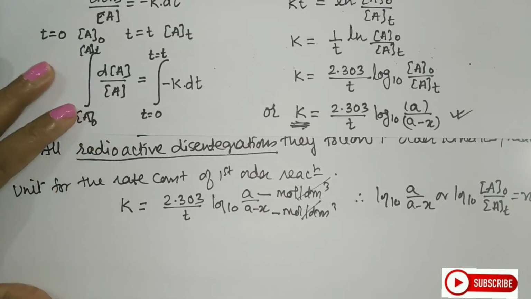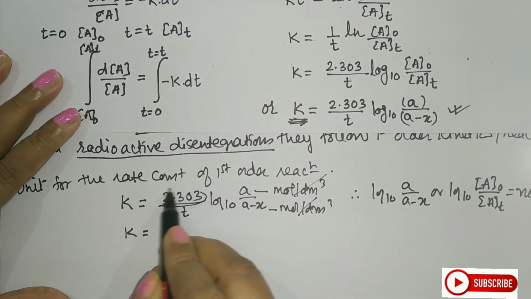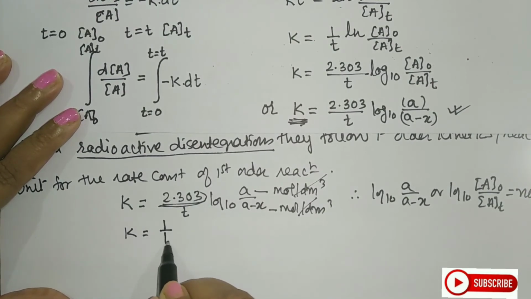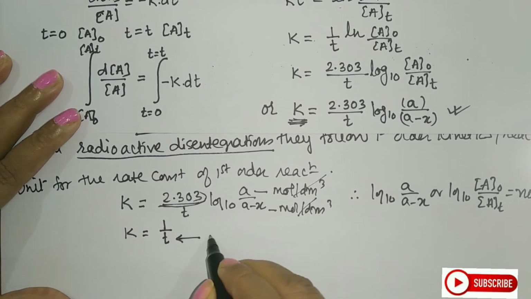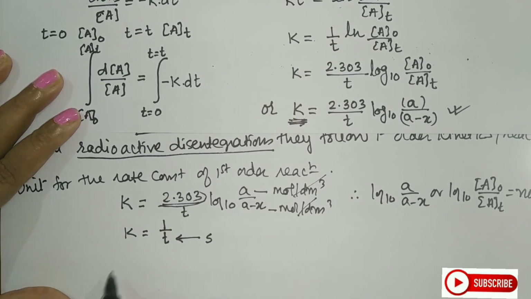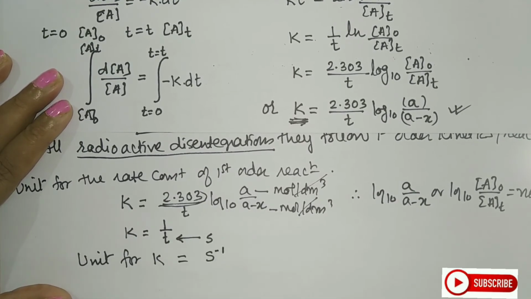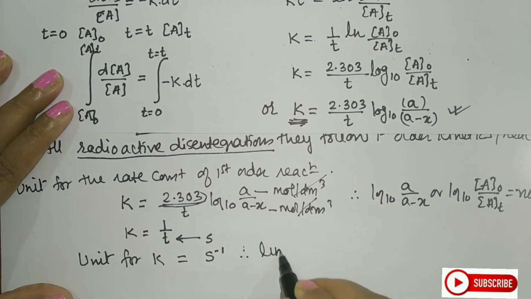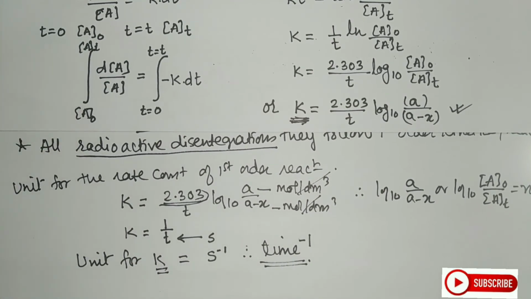Right students? So what is left now? So k is equal to, now this is a constant, so it will be 1 upon t. So whatever will be the unit for t, say for example this is second, then the unit for k here will be second inverse. It can be minute inverse. So therefore we say it is time inverse. So this is the unit for the rate constant of first order reaction.